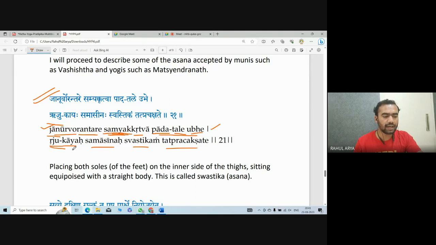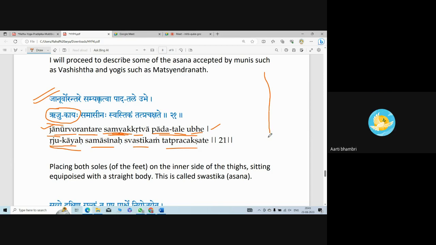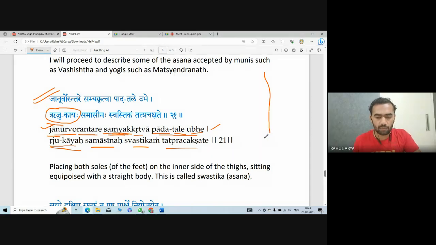Second is Riju Kai hai. Riju means like a rope. What is the meaning of Rasi in English? I think it is rope. Yes, thank you. Rope in Hindi is Rasi, in Sanskrit it is Raju, and in English it is rope. Like a rope, we have to keep our body straight. It means back and neck straight. In the class also, we use that word.